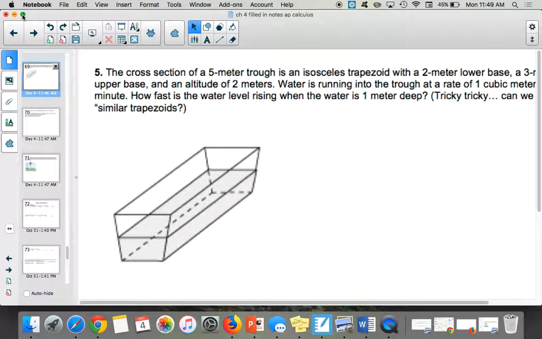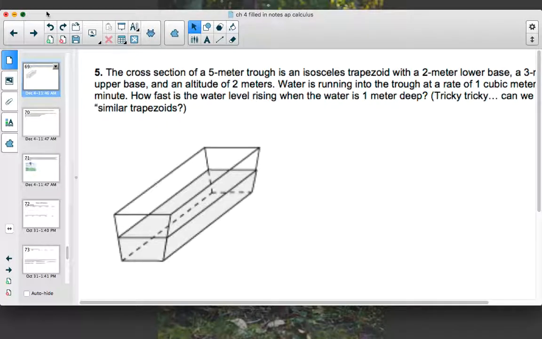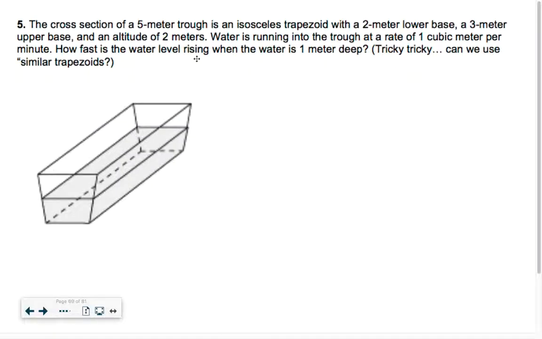Finish the notes. So we're going to do the trapezoidal trough problem and then the shadow problems as well. Okay? So the first one says the cross-section of a 5-meter trough is an isosceles trapezoid with a 2-meter lower base. So this distance from here to here is 2. A 3-meter upper base. So that's the upper base of the trough, but not necessarily the upper base of the water, right? In an altitude of 2 meters.